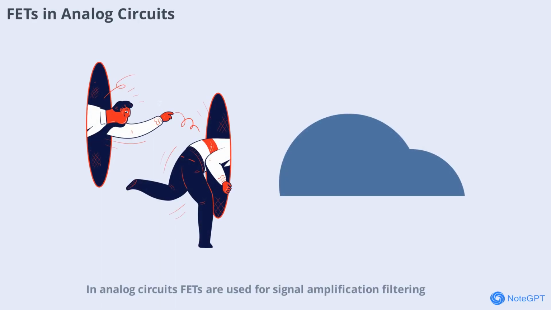In analog circuits, FETs are used for signal amplification, filtering, and voltage regulation. Their ability to operate with minimal current makes them suitable for battery-powered devices and portable electronics. FETs help maintain signal integrity and reduce power consumption in a wide range of analog applications.